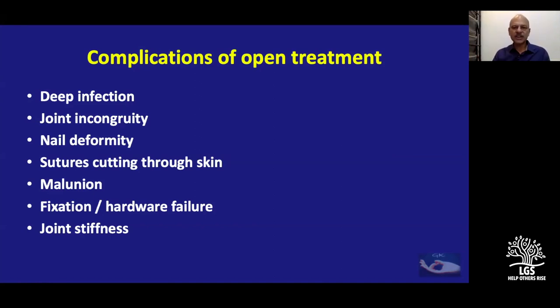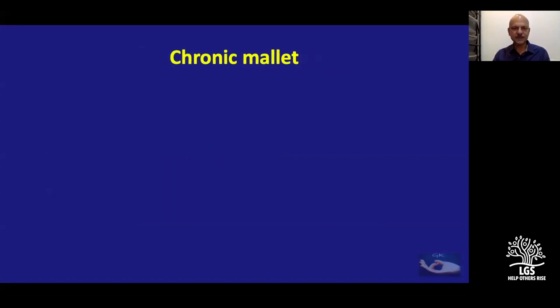What are the complications of open treatment? It is very important because whenever you have to decide between conservative management, that is just splints alone, and an open treatment, we need to remember all these complications. Infection, joint incongruity, nail deformities, which can occur when you make your incision too close to the nail fold, which is very nearby, sutures cutting through the skin, malunion, fixation or hardware failure, and joint stiffness.